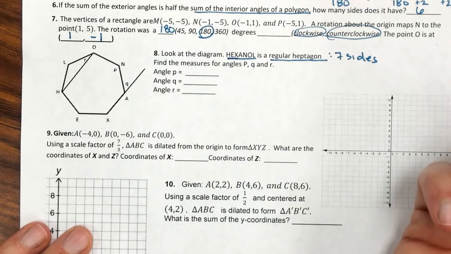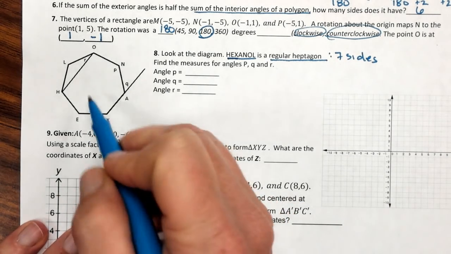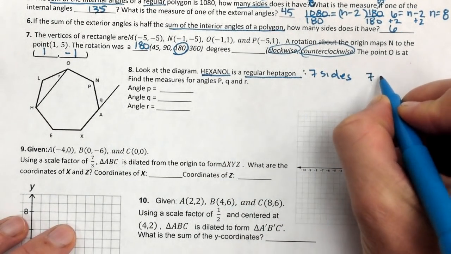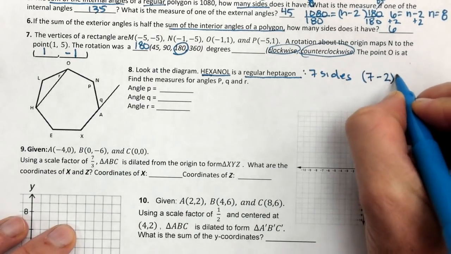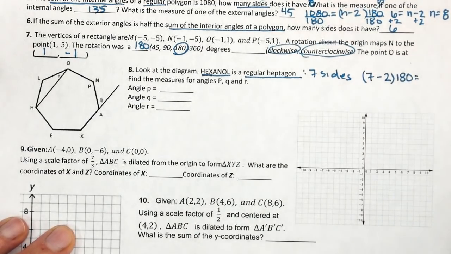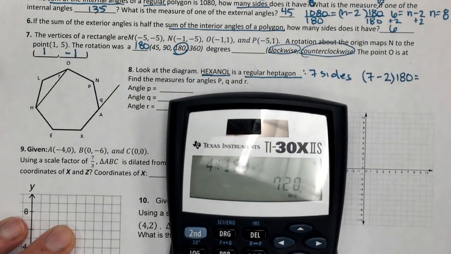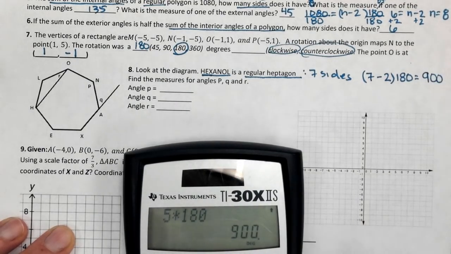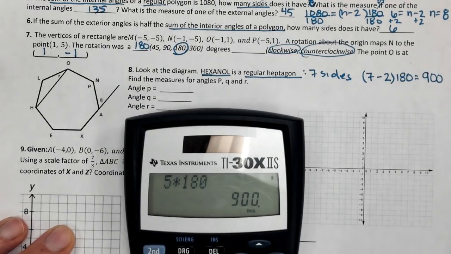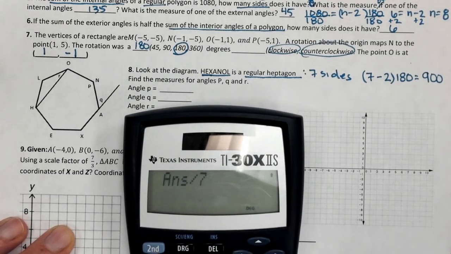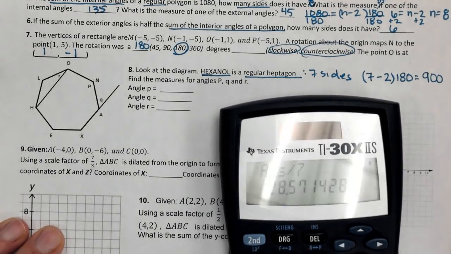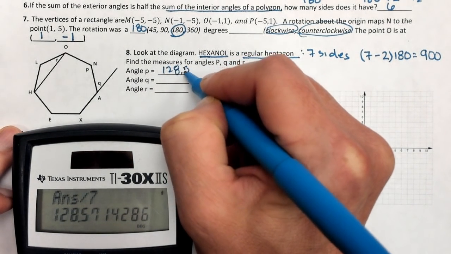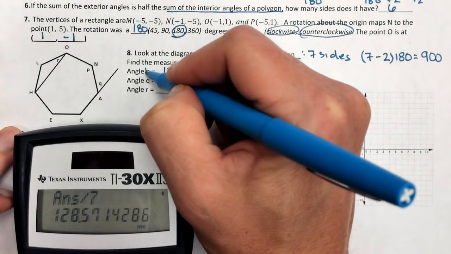So let's see. I can figure out what the sum of the internal angles is. We would do 7 minus 2, which is 5, times 180, which is 900. So each internal angle would be 900 divided by 7, which equals 128.57. So this is 128.57. And I think this is supposed to be a capital P.